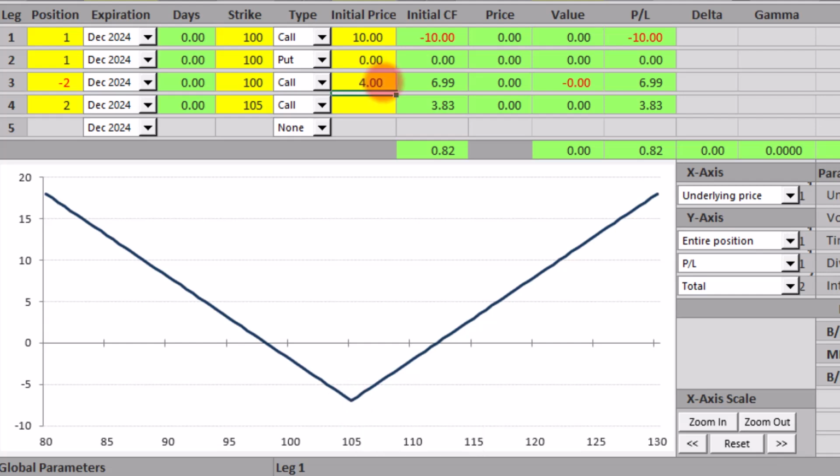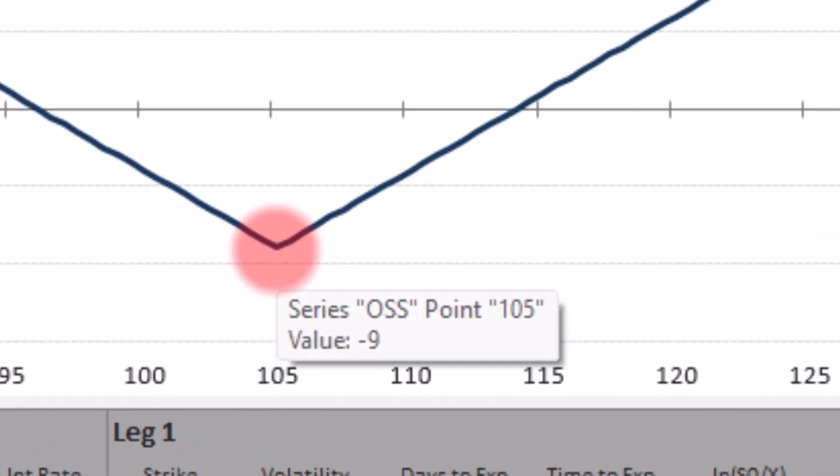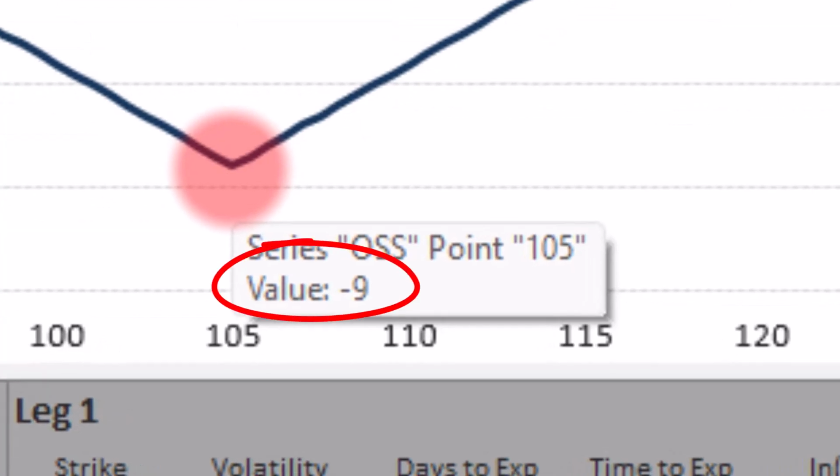So now ask yourself, what if we had sold these for $3 each? Well, we would get a total of 6 plus 5, which is 11. We would owe back 10. We should shift up 1. This point should be at minus 9. So let's try it. Let's go 3. And if we point right there, look at that, right there in that white box, minus 9. But we've still shifted the risk graph higher.